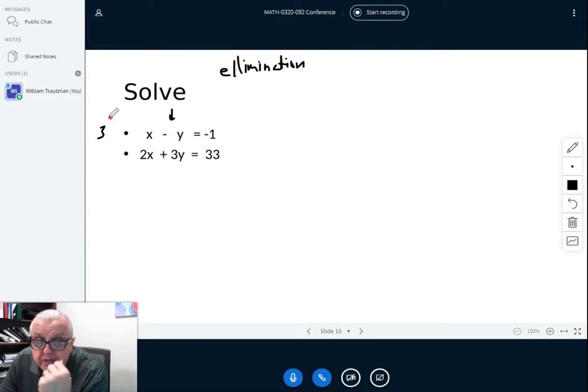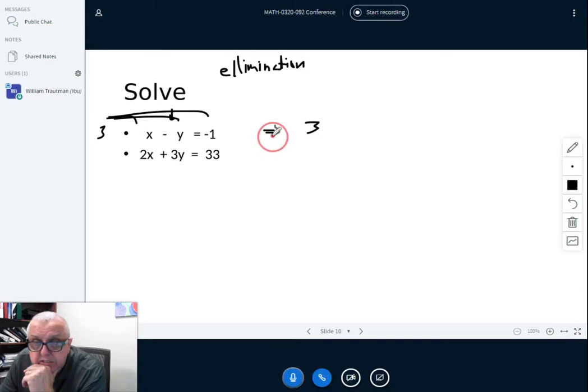Whatever you do to something, you have to multiply the whole row. I'm going to multiply the whole row by 3. 3 times x is 3x. 3 times a -y is a -3y, and 3 times a -1 is a -3. The second row I'm leaving alone.